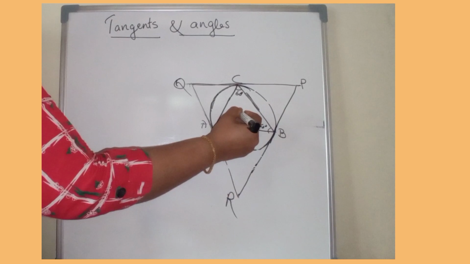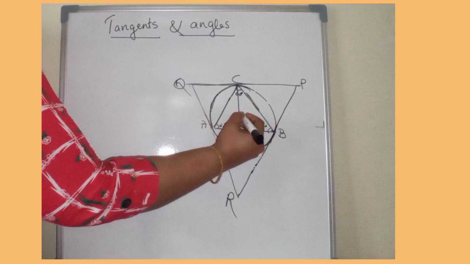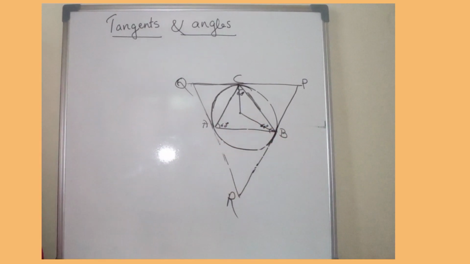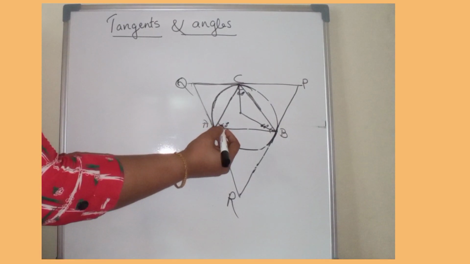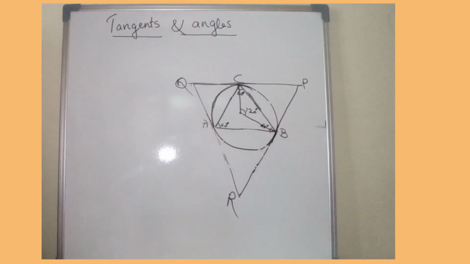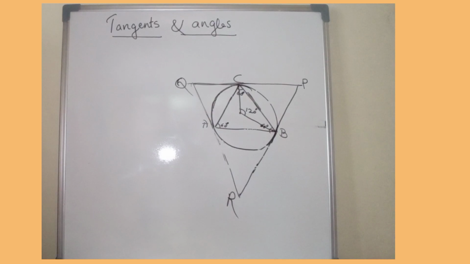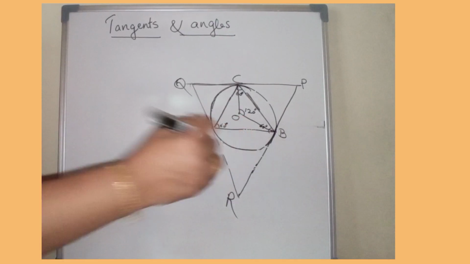Then what about its central angle? We know that the angle made by a chord in the alternate arc is half of the angle made at the center, or the angle made at the center is double the angle made at the alternate arc. That is, if this angle is equal to 60 degree, this one is equal to 120 degree. Okay, so this angle is equal to 120 degree, and we name the center of the circle as O.